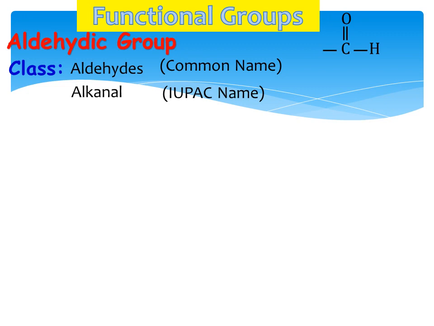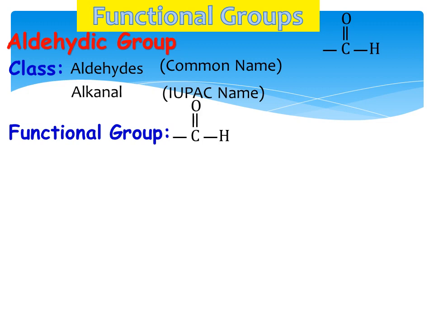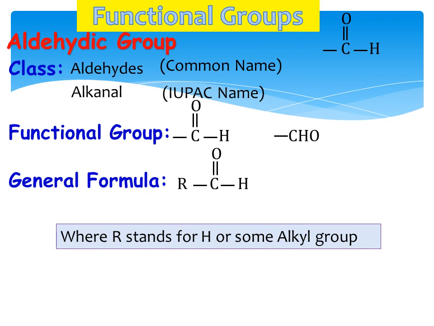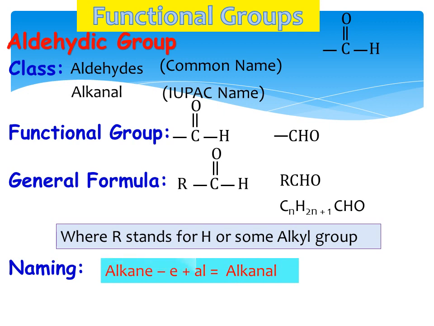You have to put the class name along with the names, and then for the IUPAC name you have to replace E of alkane with al, so it becomes alkanal. The functional group is CHO, and putting R shows its general formula, where R may be H or any alkyl group. So far we are moving towards its naming. For the IUPAC naming you have to replace E of alkanes with al and it becomes alkanal.